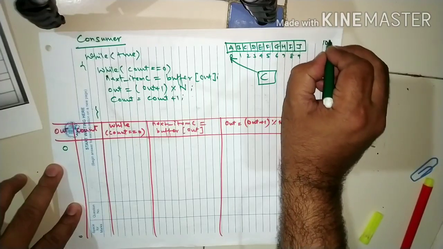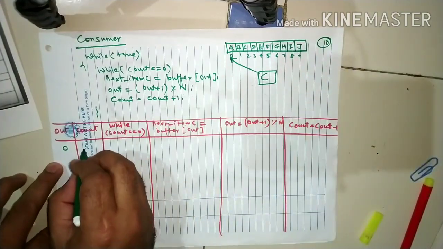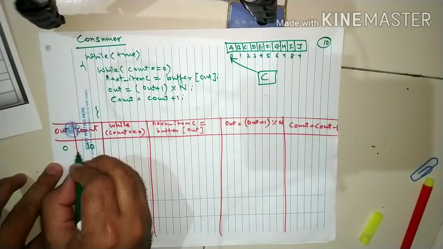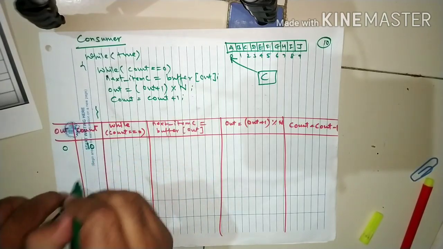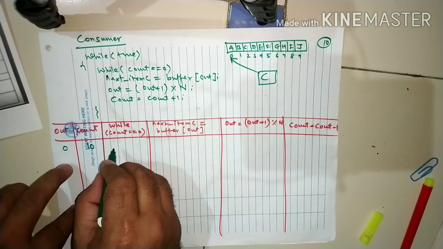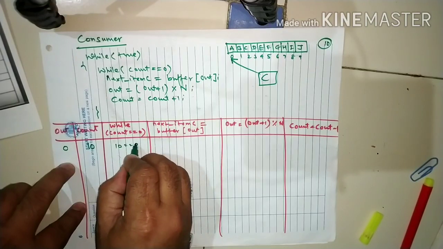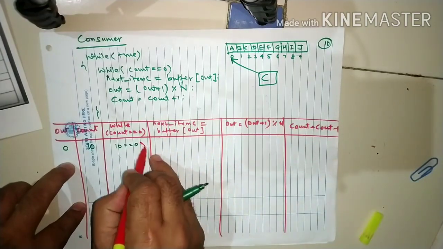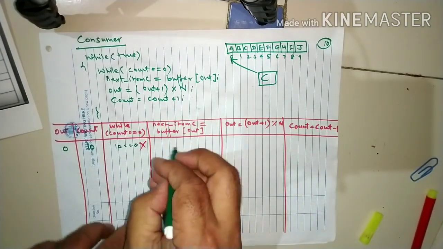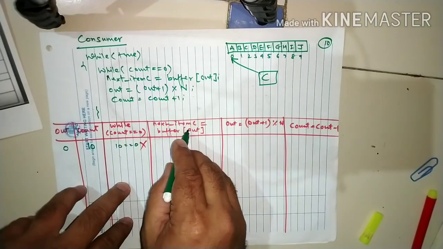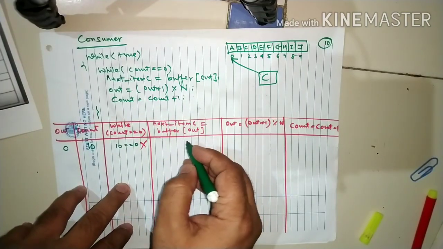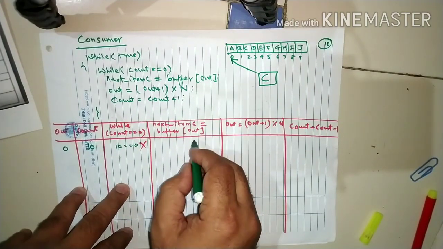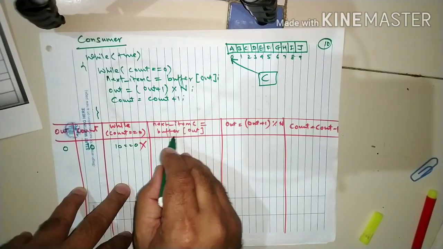Right now 10 elements are there in the buffer, so the count is 10. Now we'll check the condition: while count is equal to 0. Count is 10, 10 is equal to 0, which is false. Then the next instruction, next item C, which is to be consumed: next item C is equal to buffer of out.